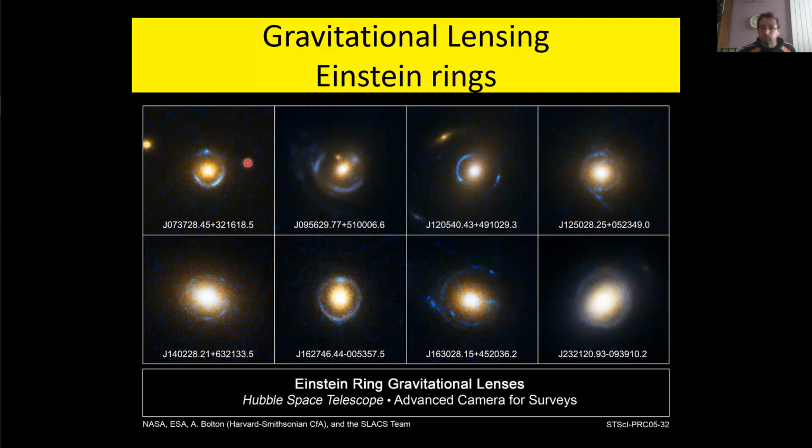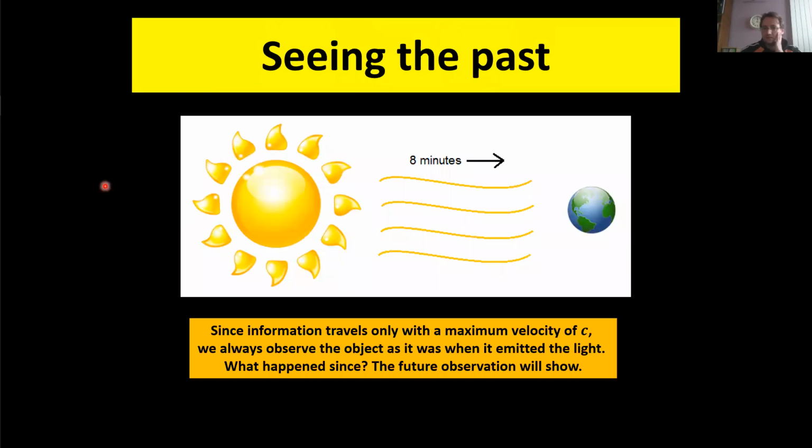So hopefully we accept this. And then we have learned this other very important thing. Light is always traveling with the speed of light. Information takes time to travel through space. A light ray is produced and then it starts traveling, and that takes its time. And at some point you will observe it. Now you observe it, of course, only in the state it was when the light ray was emitted.